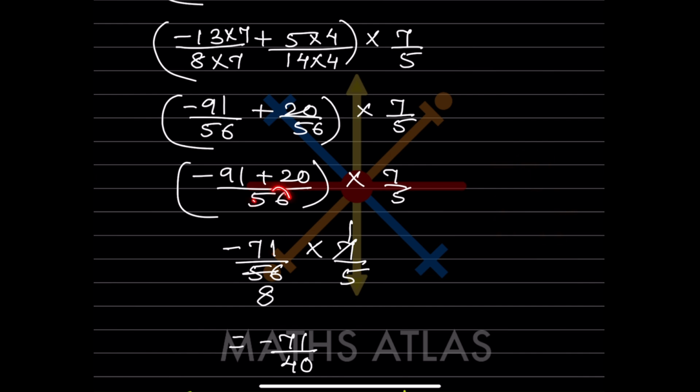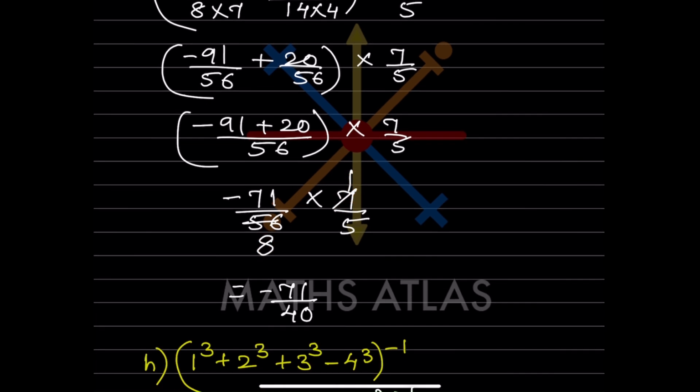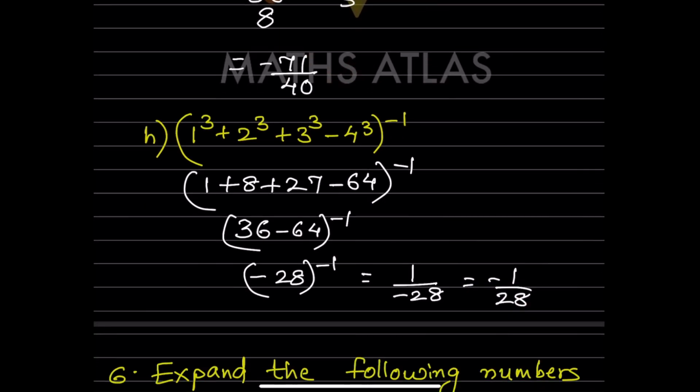Now this is 56 into 7 by 5. So now you will write here 7 1s are 7, 7 8s are 56. Now nothing can be reduced further here. So this will be minus 71, and 8 5s are 40. So this is the answer.